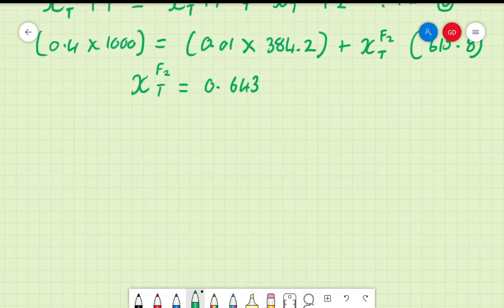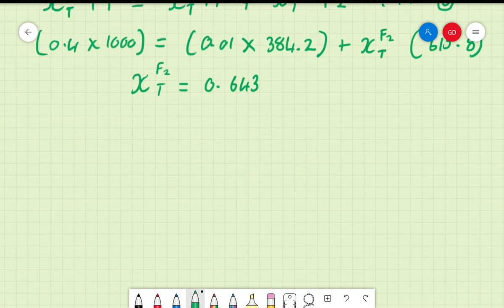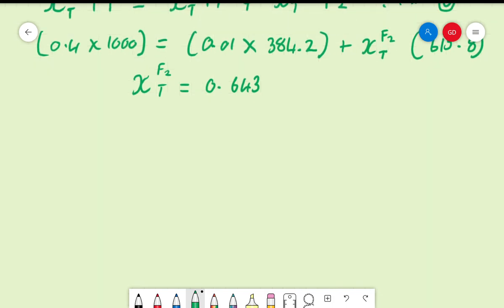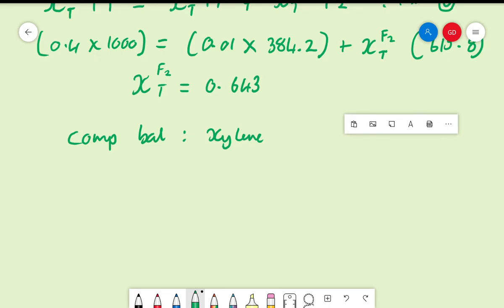Okay, so that's the first composition. So let's go now and determine the one for xylene. Remember, you can start with any component, even if you started with benzene. So now it's a component balance based on xylene. So what do we do here? In P1 we know that xylene is 0. So we just focus on the streams that contain xylene.